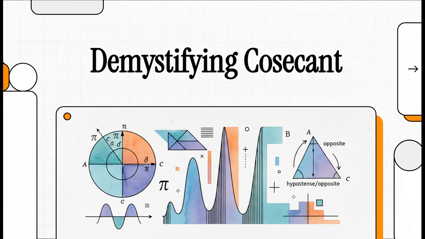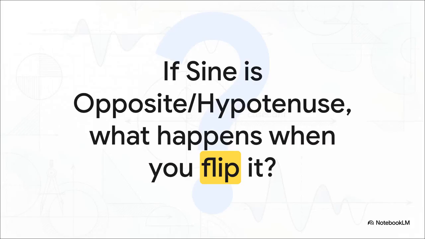All right, let's talk about trigonometry, specifically one of its trickier sounding functions, the cosecant. Now, I know it might sound complicated, but here's the secret. If you already know what sine is, you're pretty much all the way there. Let's dive in.